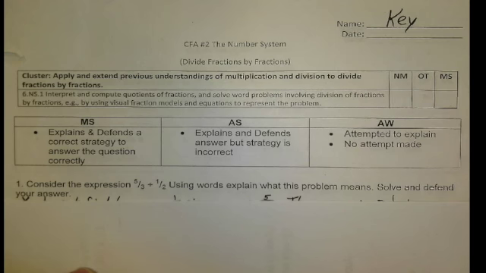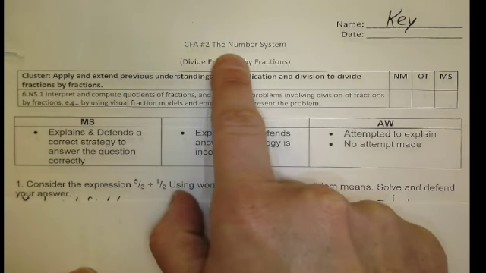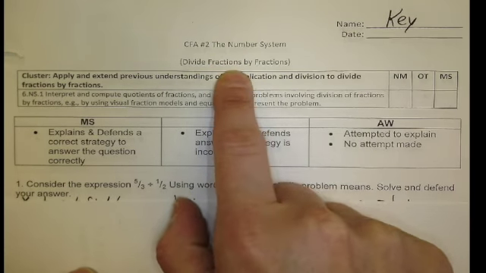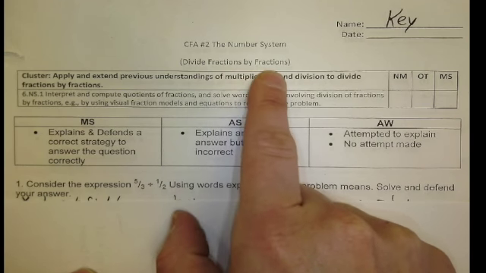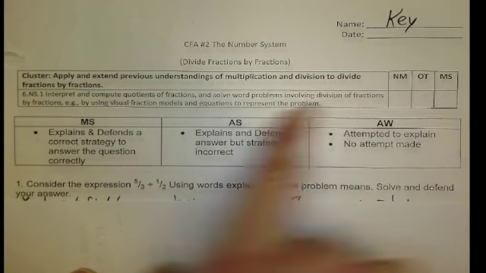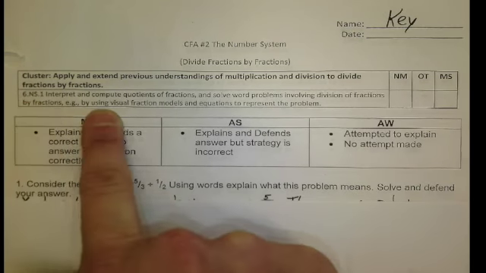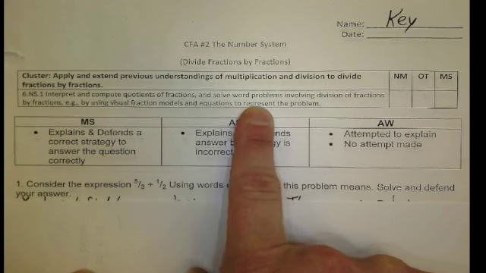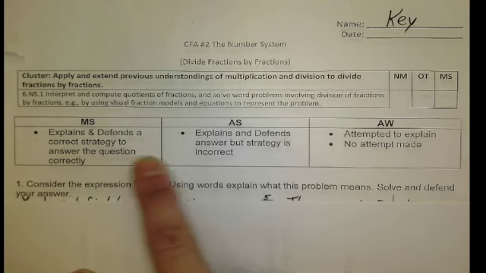This video is to go over CFA 2, the number systems, and the standard is dividing fraction by fraction. So there's only one cluster. You can only get MS or NM on this particular test. The standard is NS.1, and that's being able to divide fractions. So the first question you can get meet standard.